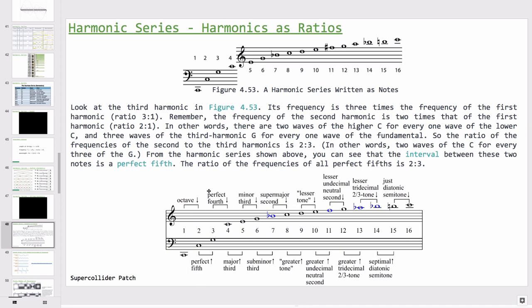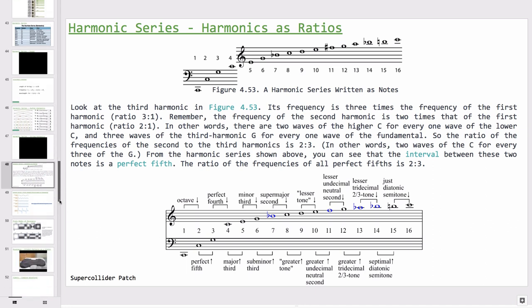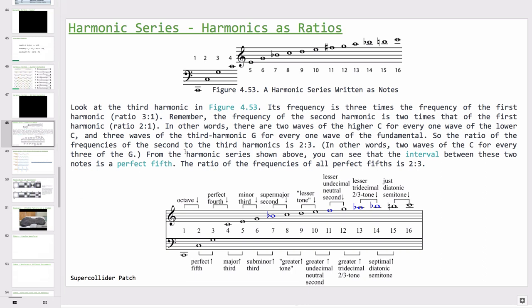You have octave, perfect fifth, perfect fourth. Then you have a minor third, major third. And then you get into some other things as well. Okay, so again, these ratio relationships. If you have something that oscillates five times versus something that oscillates six times, you're going to have a minor third relationship, which is kind of interesting. It presents these interesting mathematical-to-sound or music examples.